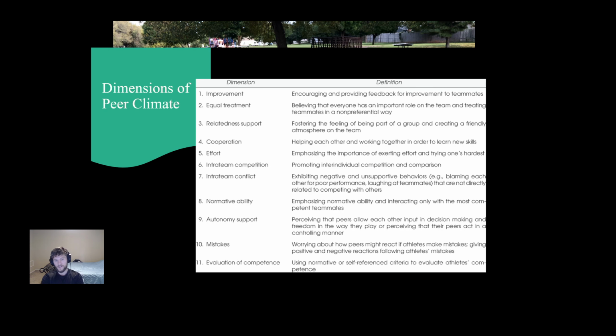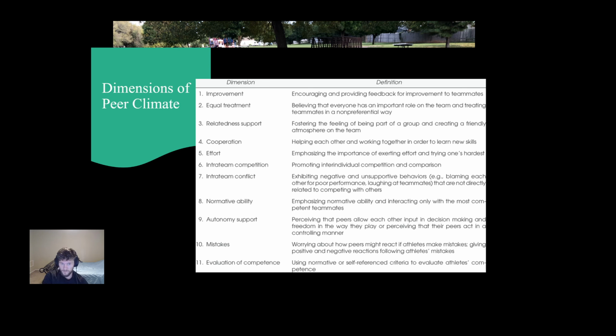So, of the dimensions of peer climate, like what actually makes up how we create this environment around us and our friends, for an example, is we have improvement, so encouraging, actually getting feedback. We have equal treatment. Everyone actually feels like an individual and important on the team. The relatedness support. So is there a friendly atmosphere? Are we fostering a friendly atmosphere? Is there cooperation among the team or the friend group?